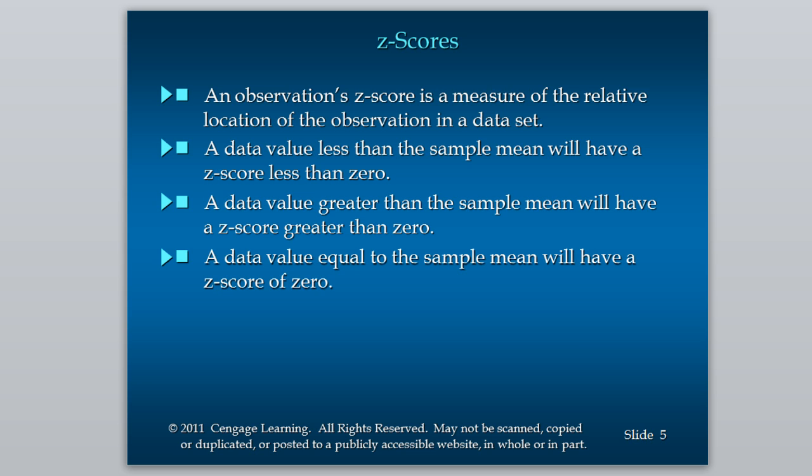A z-score is a measure of the relative location of the observation in the data set. It's not that easy to understand, so let me try an example. Let's say you have these data points: 1, 5, 9, 4, and 6.